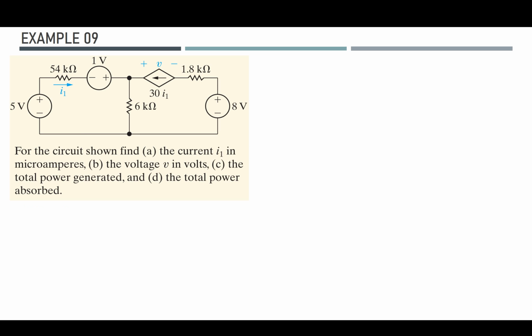Okay, for the circuit shown, find the current I1 in microamps, and find the voltage V in volts and the total power generated and absorbed.